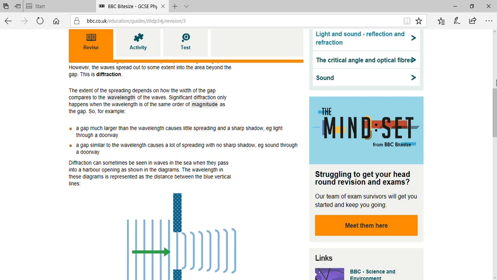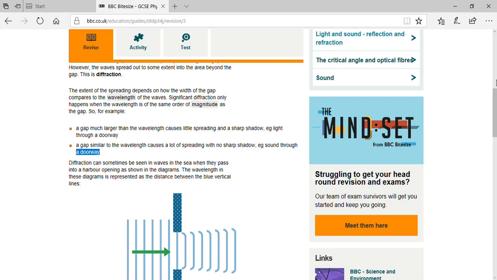Significant diffraction only happens, yes, it is important, when the wavelength is of the same order, meaning magnitude, as the gap, okay? For example, a gap much larger than the wavelength causes little spreading, and a sharp shadow. You can understand the example of light through a doorway. Also, a gap similar to the wavelength causes lots of spreading with no sharp shadow. That is another condition. The example is sound through a doorway.